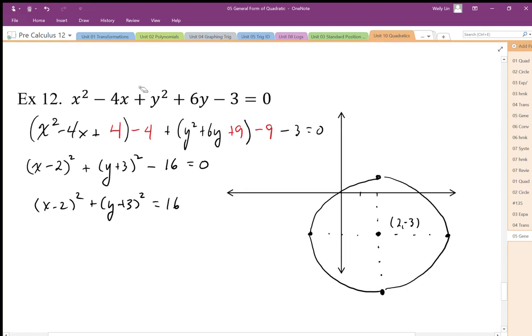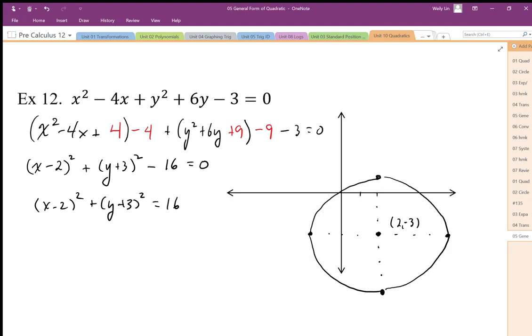So how was I able to do this? I went from this kind of mess to, well, I grouped the terms and I created this perfect square, which allows me to see the shifts. The leftover pieces of balancing helped me define the radius. So there it is. There's my circle. It's a circle centered at 2, -3 with a radius of 4.